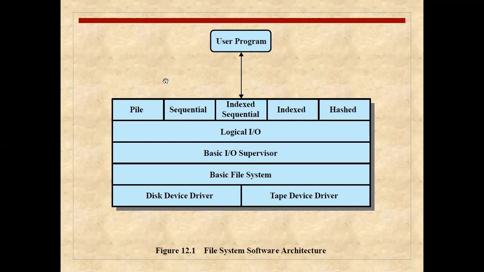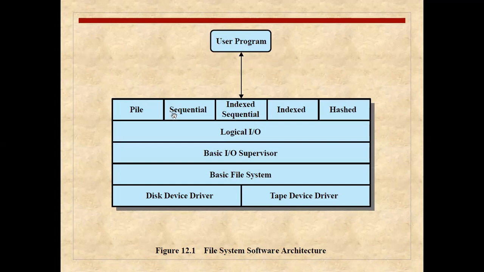So this is a block diagram of how your files are managed inside the system. First is the user program, the application that you are using, like your Excel, PowerPoint, doc file, notepad file, paint, any kind of editor or platform where you are able to write any data.